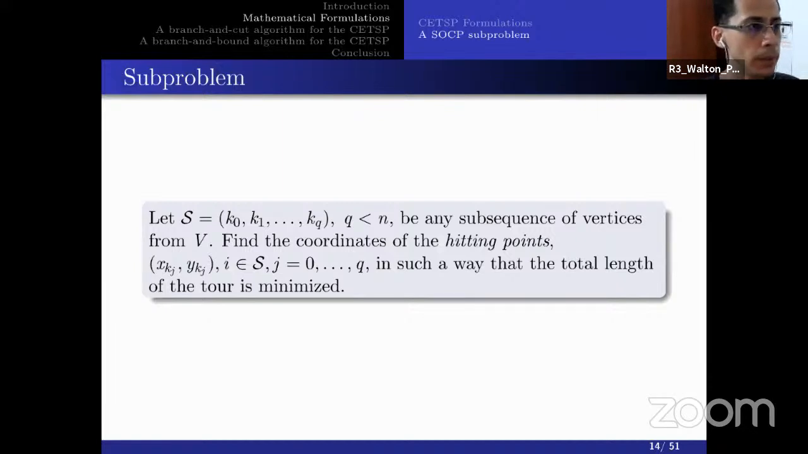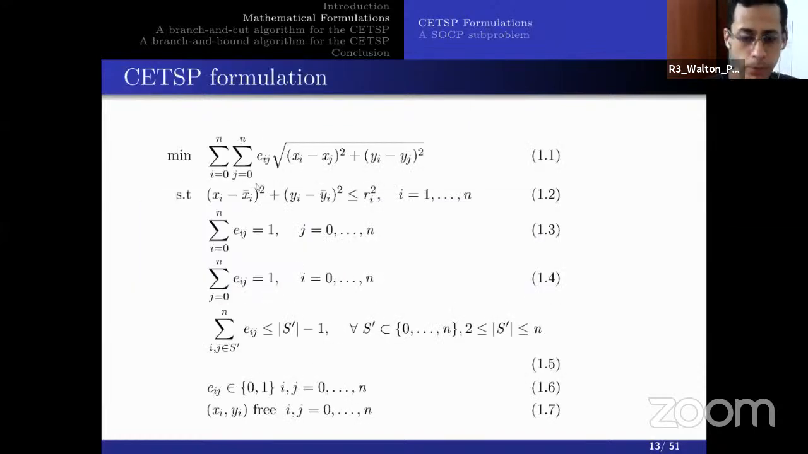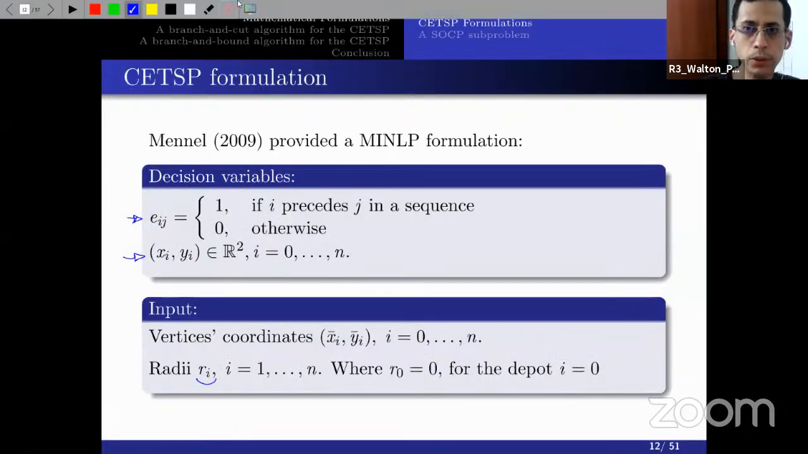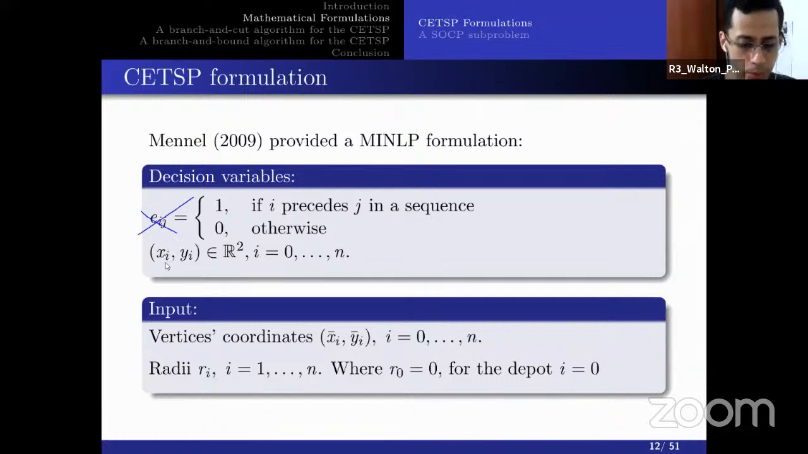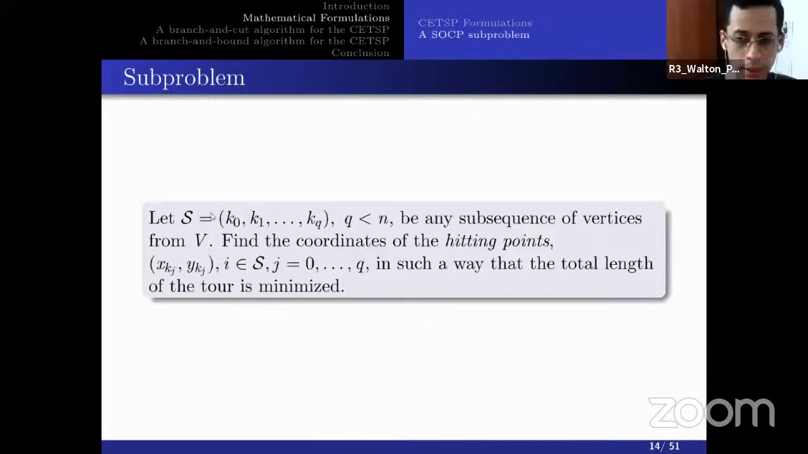But then I can define a subproblem. Actually, I'm saying here, if you already know the sequence of visiting, then you don't need those binary variables here. If you already know the sequence, you don't need to decide the sequence. You don't need those variables here. So if you have a fixed sequence of vertices to visit, then you just need to find what I call hitting points, which are the exact locations where the tour touches, visits the vertices. So you just have to find the coordinates in such a way that the total length of the tour is minimized.